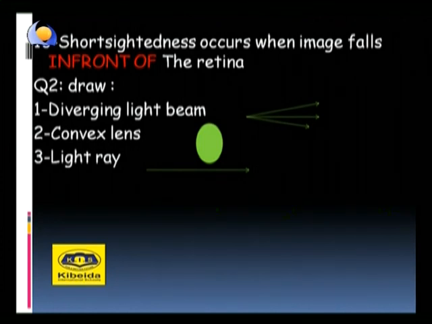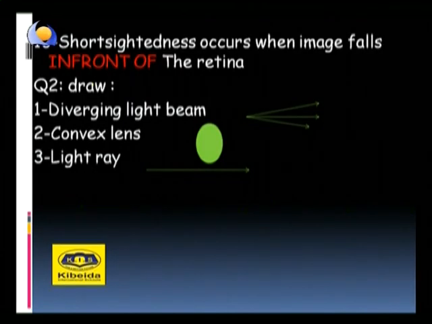Short-sightedness occurs when the image falls in front of the retina. For normal vision, the image should fall on the retina. When the image falls in front of the retina, this is what we call short-sightedness. How can we treat short-sightedness? By wearing a special type of lens.